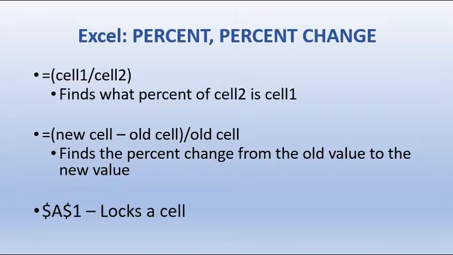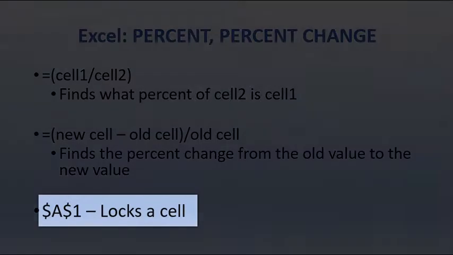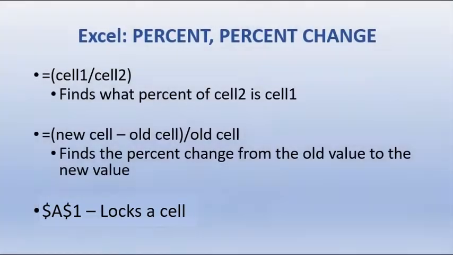And of course, for all these and for all formulas in Excel, you can lock cells. And that's by putting a dollar sign before the letter and then before the number of the cell. That locks the cell, so you could copy that formula or replicate it down the row, but it always refers to, in this case, A1. So that's a quick review.